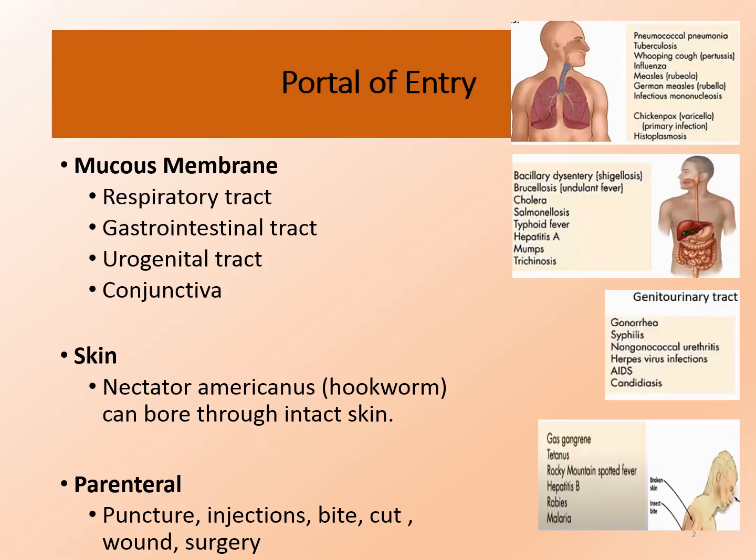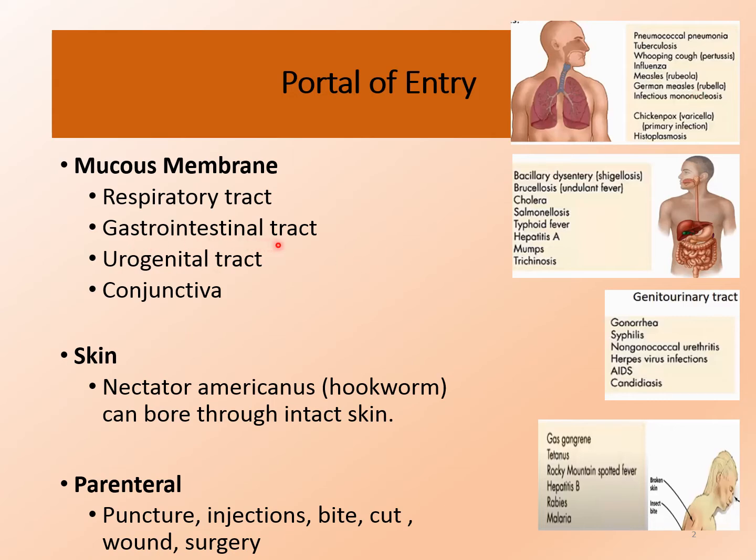Microbes can enter a human host through three main portals, that is, mucosal membrane, skin, or parenteral. Mucosal membrane is present in the gastrointestinal tract, respiratory tract, urinary tract, and conjunctiva. The respiratory tract is the easiest and most frequently used entry site for microbes, causing diseases like tuberculosis, whooping cough, influenza, and measles.